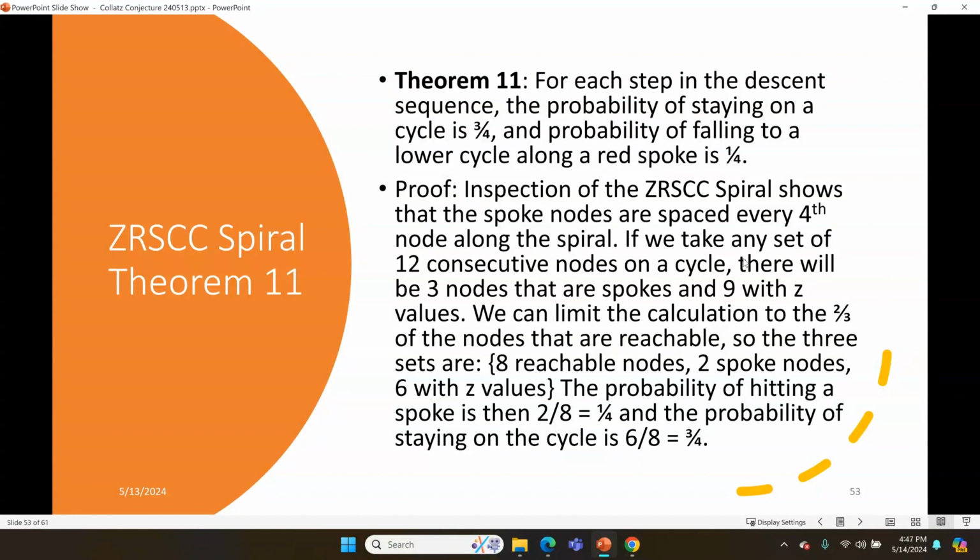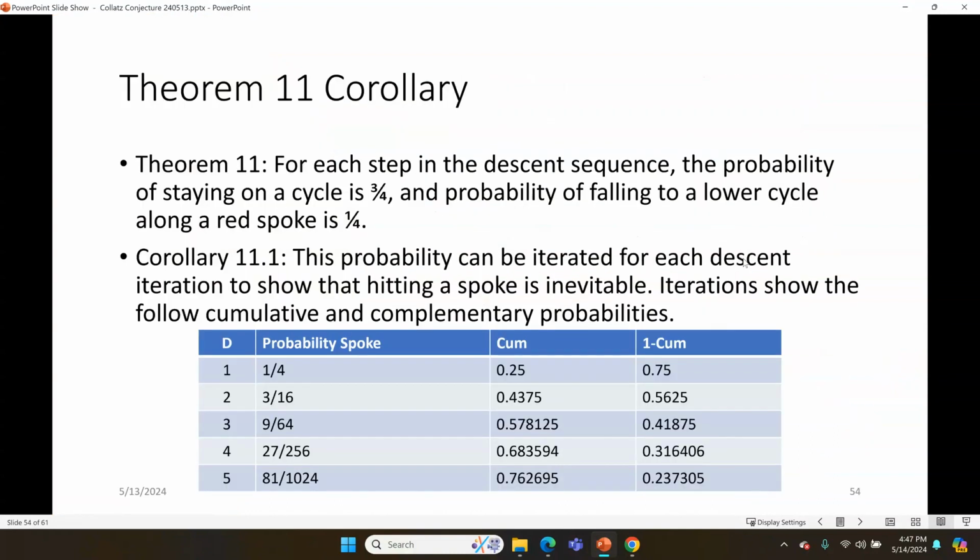This makes it convenient to calculate the probability of hitting a spoke for consecutive steps in the descent sequence. If there's just one step, the probability of hitting a spoke is 1/4. If you take 2 steps, the probability of hitting a spoke is now 3/16, and the probability after 3 steps is going to be 9/64, and so forth. You can accumulate that. It's in the next column there. It's 0.25, 0.4375, and it steadily increases, getting closer and closer to 1.